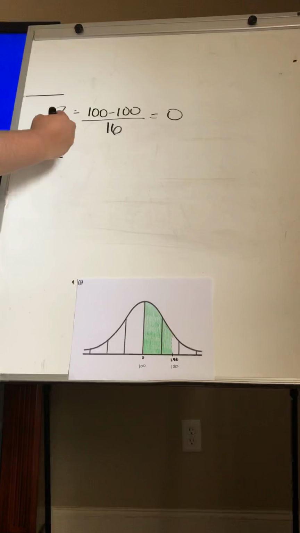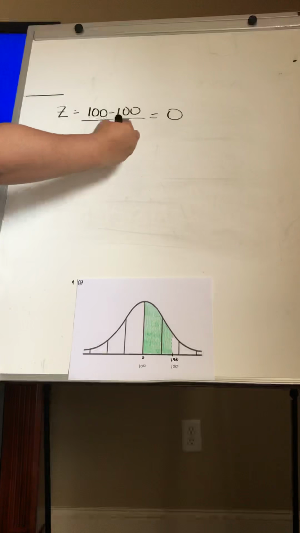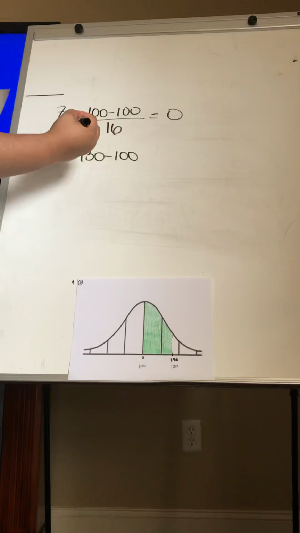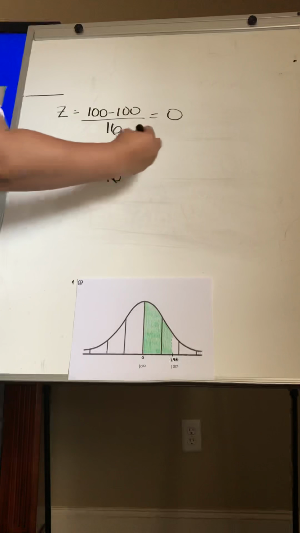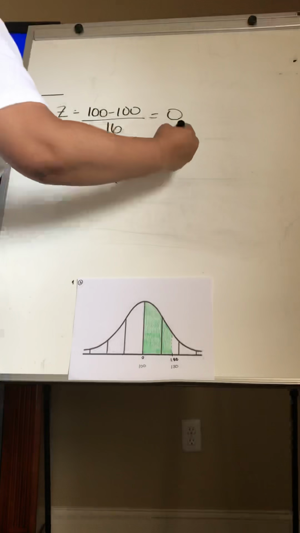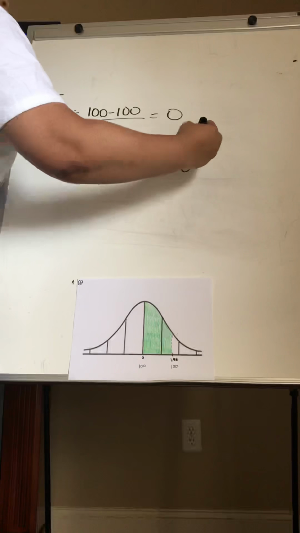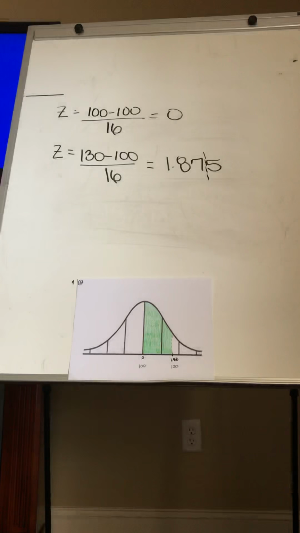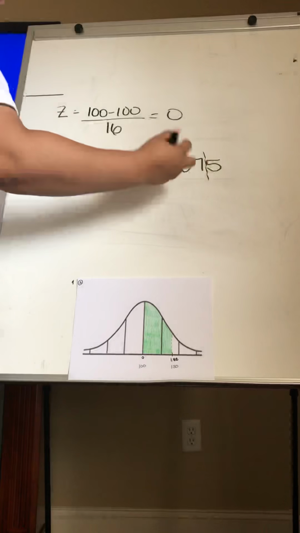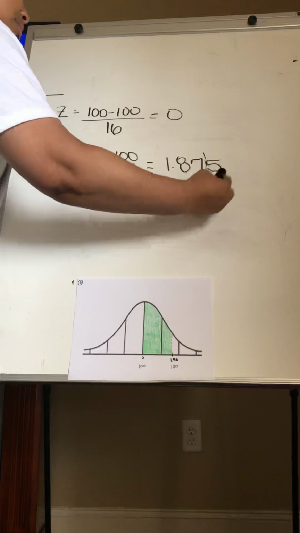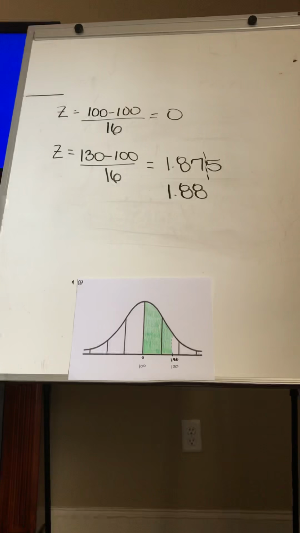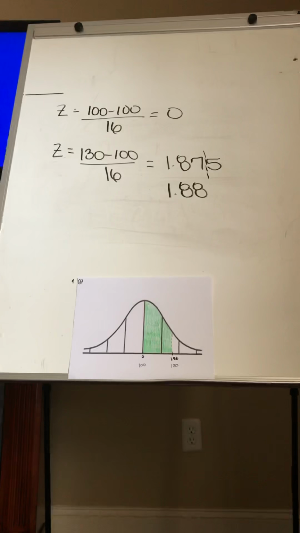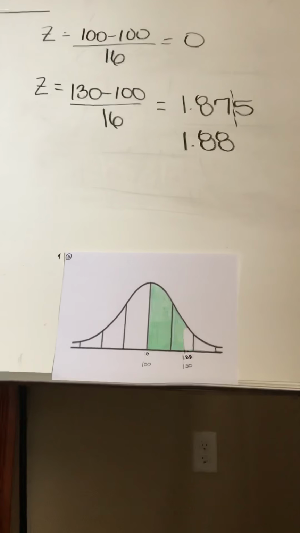So I'm hoping that would tie to the reason why we're starting directly in the middle. I'm going to convert 130 though. So 130 minus 100 divided by 16. And that would give us 1.875. And keep in mind, z-scores, you need 2 decimals. So 5 would make that 7 become an 8. And I have 1.88. Okay? So now, if you look directly at your bell, I'm going to try to zoom in on the bell.